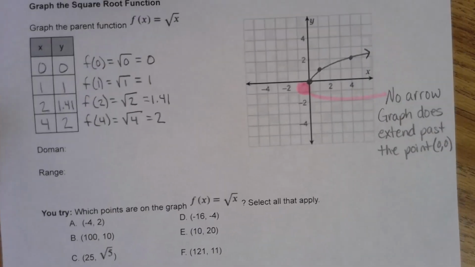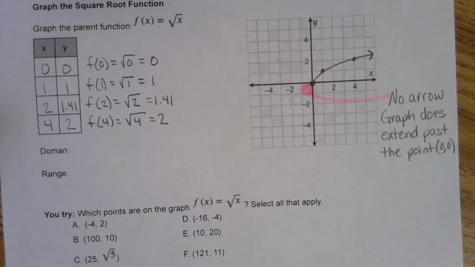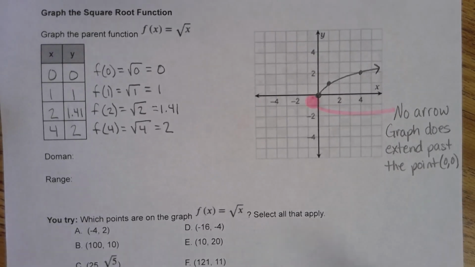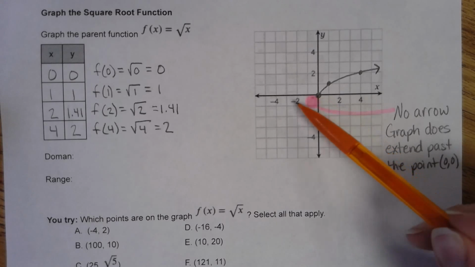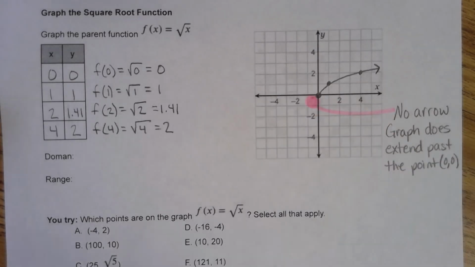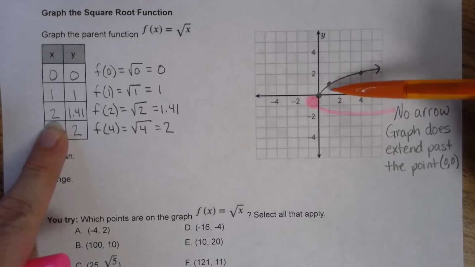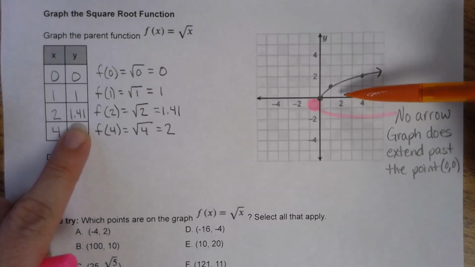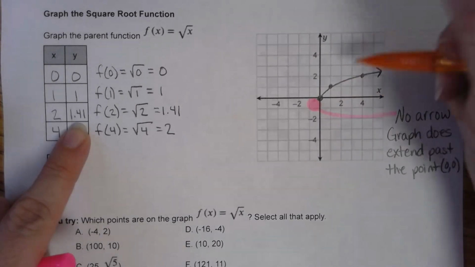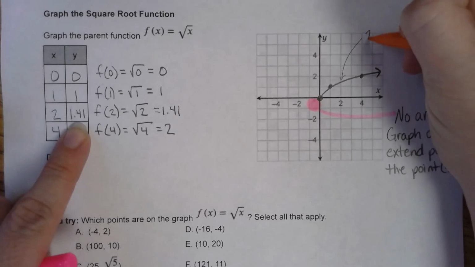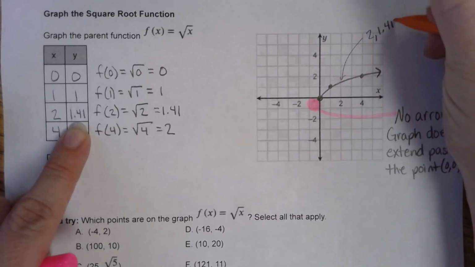Because again, if we plugged in a -1, that would result in an imaginary number. And so we would not graph anything beyond that beginning point of (0, 0). So no arrow even on that end, because that arrow shows that it continues, and that is not the case there. Let's look at this point 2 that we talked about. Here, if we went over 2 and went up 1.4, almost 1.5, well, look where our graph is. That is approximately there at 2 and 1.4.